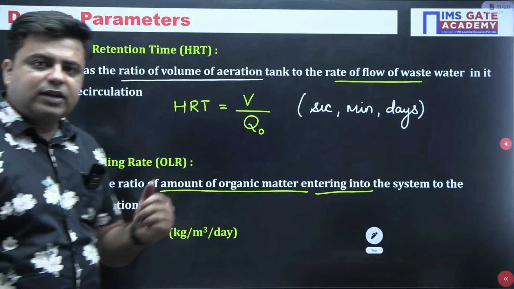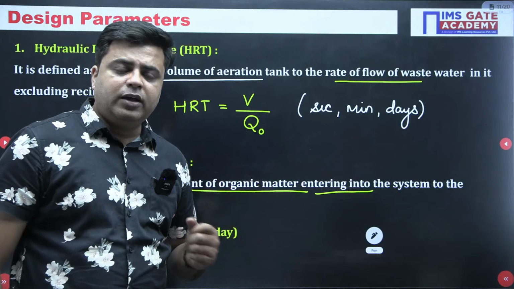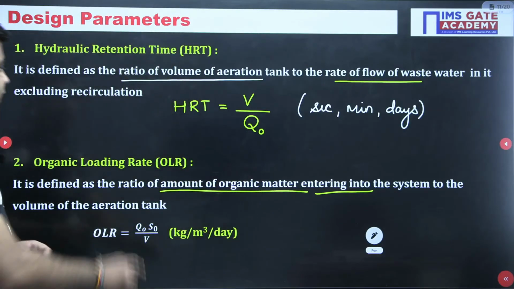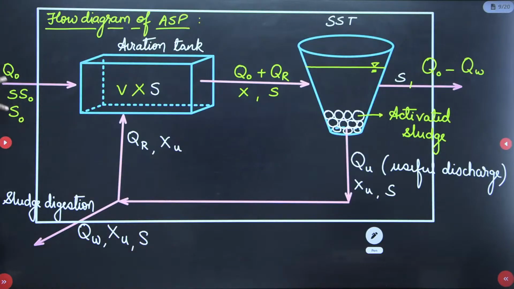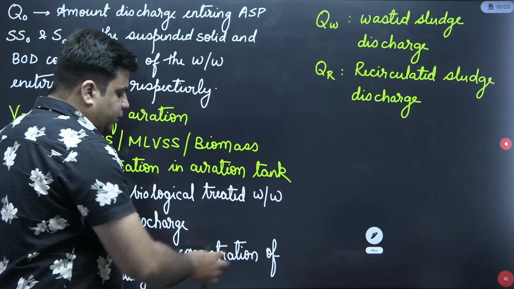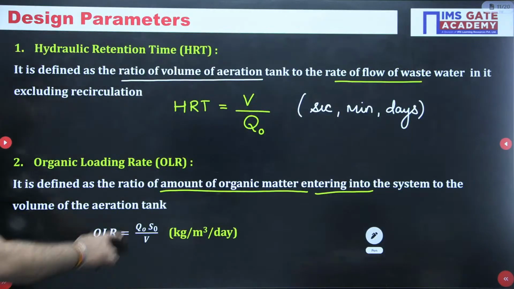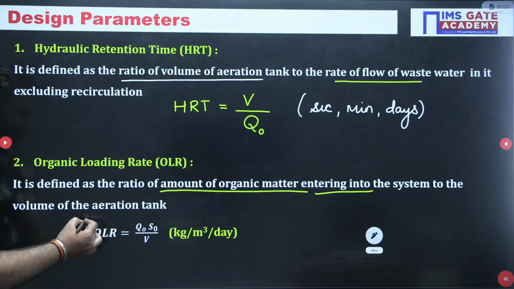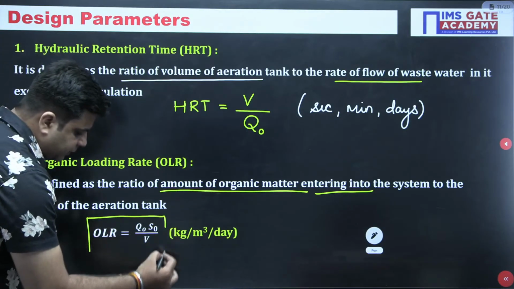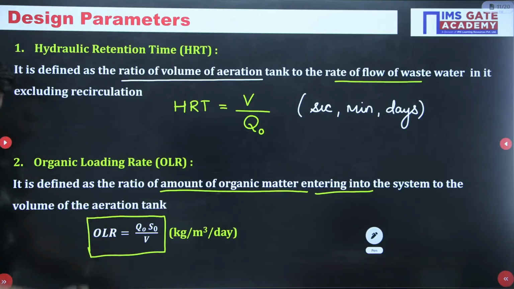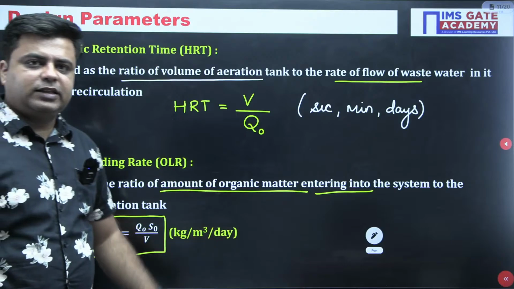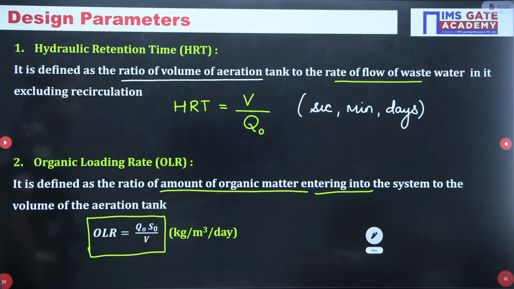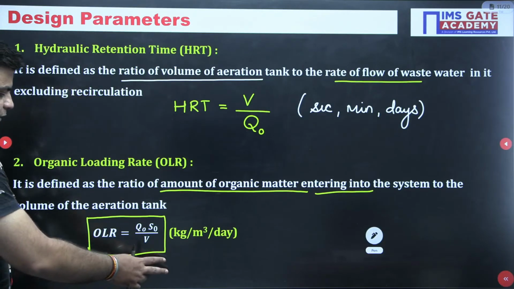So organic matter is represented in the form of BOD. So the total amount of BOD that is entering into this aeration tank is equal to Q naught into S naught. So the amount of BOD that is entering into the system is Q naught into S naught divided by V. So your organic loading rate is Q naught S naught divided by V. Unit will be kg per meter cube per day. It is expressed like this. So this is your second parameter for your activated sludge process.